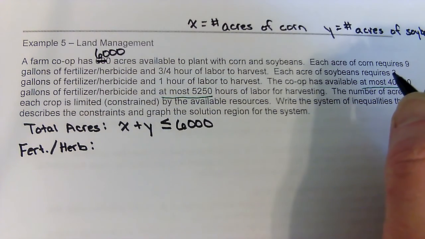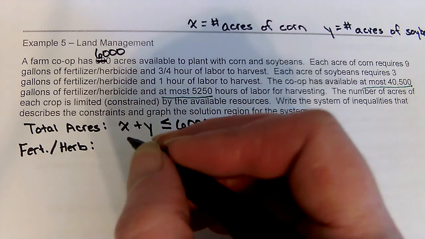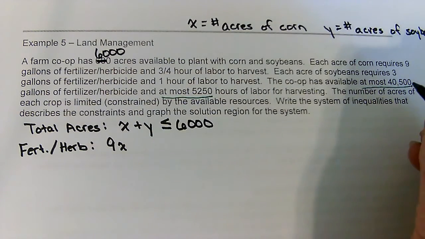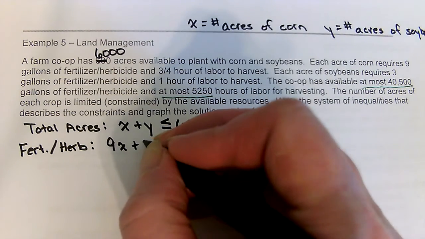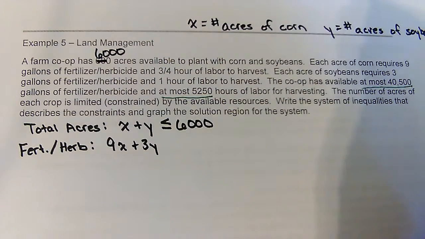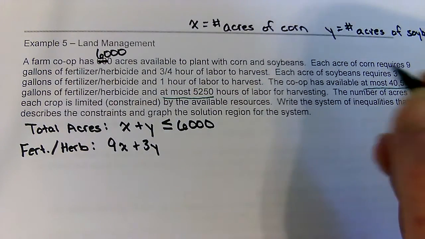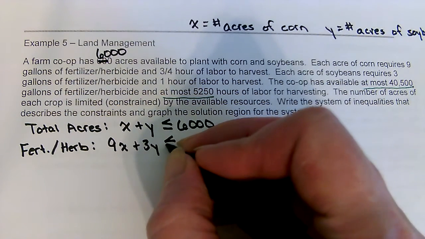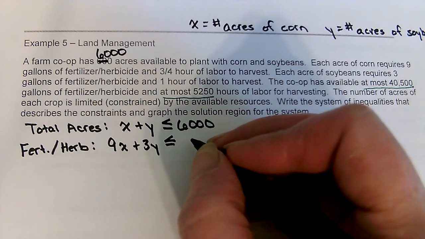So let's start with the fertilizer and herbicide. The corn requires 9 gallons of fertilizer for each acre, so 9 times X. And the soybeans, it's 3 gallons, so 3Y. And we have at most 40,500 gallons, so this has to be less than or equal to 40,500.